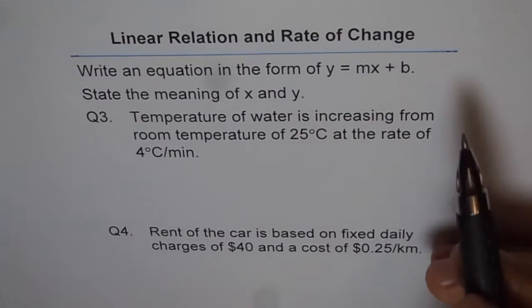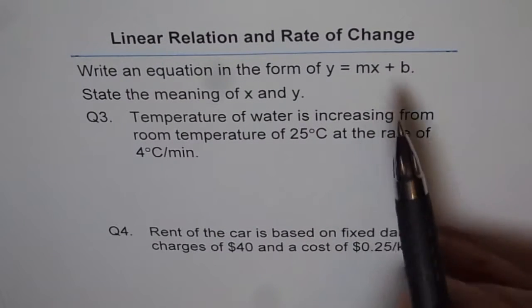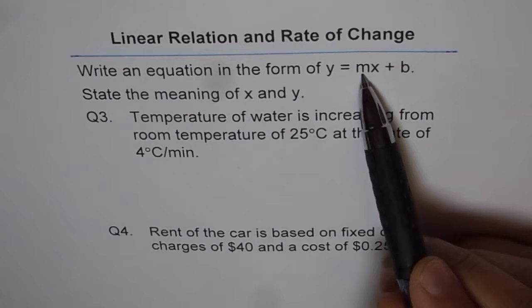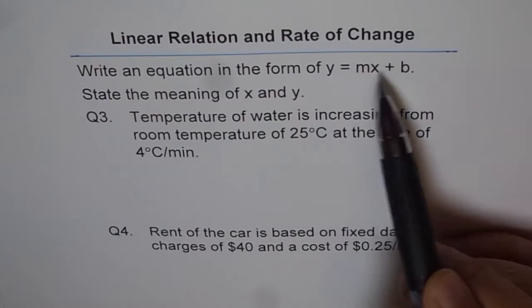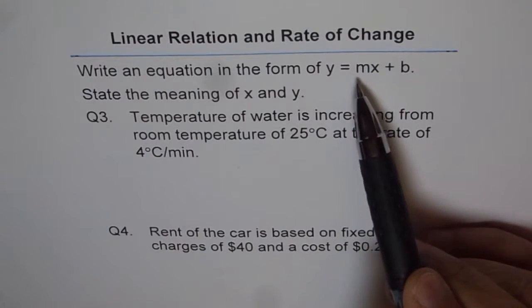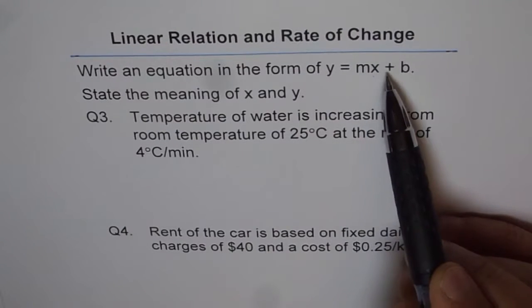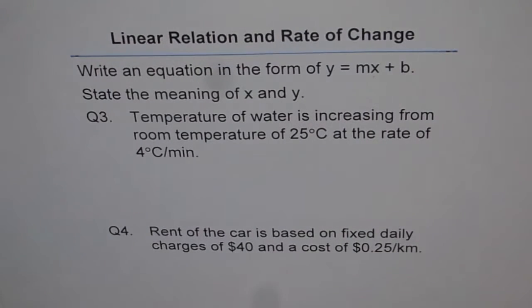relation. A linear relation in the form of y equals mx plus b, where m, which is the slope of a line, represents the rate of change, and b, which is the y-intercept, represents the initial value or initial amount. So b is equal to y when x equals 0, and that is what we mean by saying initial value or initial amount: just at the starting, when x is 0, y is equal to b. So that is the y-intercept and also the initial amount.